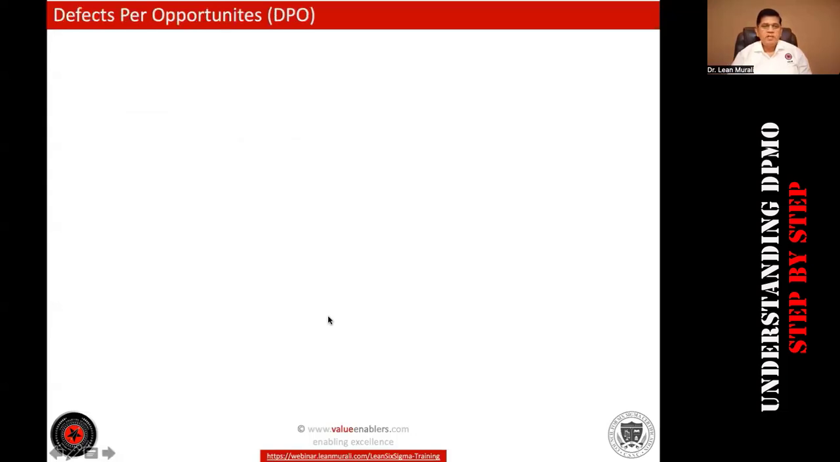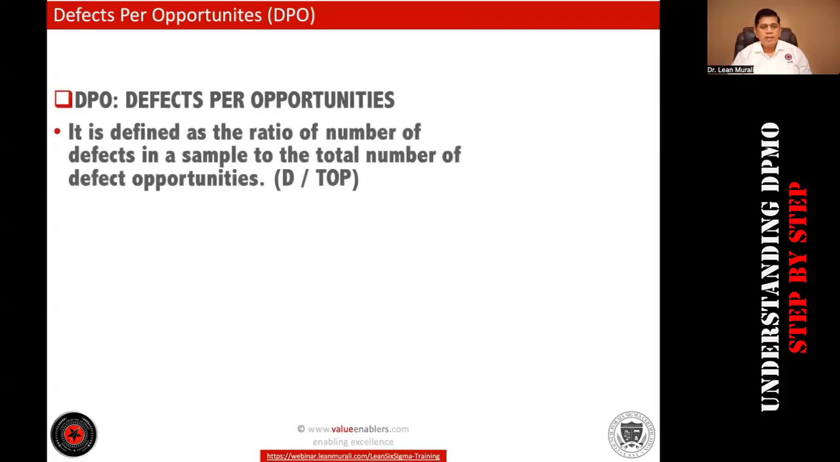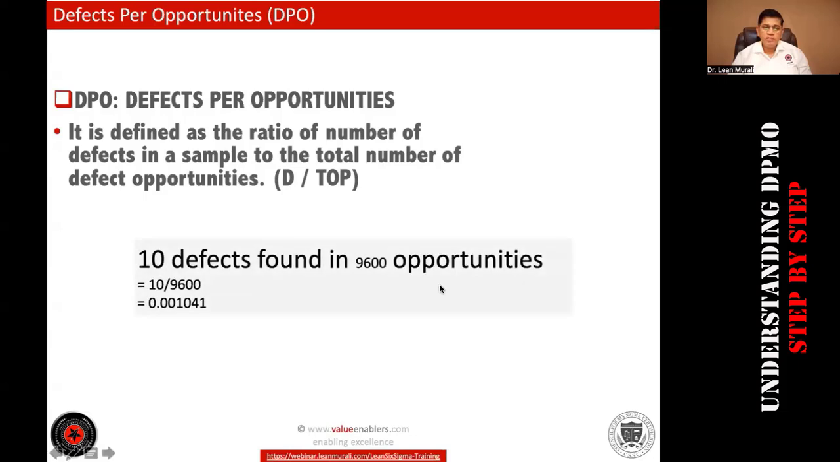Okay, if this is clear, then we'll go to defects per opportunity. We saw that the defects per opportunity is defects divided by the total number of opportunities. We said that there are 10 defects found and the total number of opportunities is 9,600. So defects per opportunity is 10 divided by 9,600, which is 0.001041. If this is clear, type super clear in the chat box.